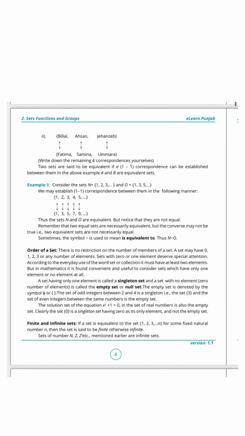And then Samina will be exchanged with Ahsan and Umara with Jahzeb. Or in the third scenario, Umara can be paired with Bilal, Samina with Ahsan and Fatima with Jahzeb, like just altering. Okay, 2 sets are said to be equivalent if a 1 to 1 correspondence can be established between them. In the above examples, A and B are equivalent sets.